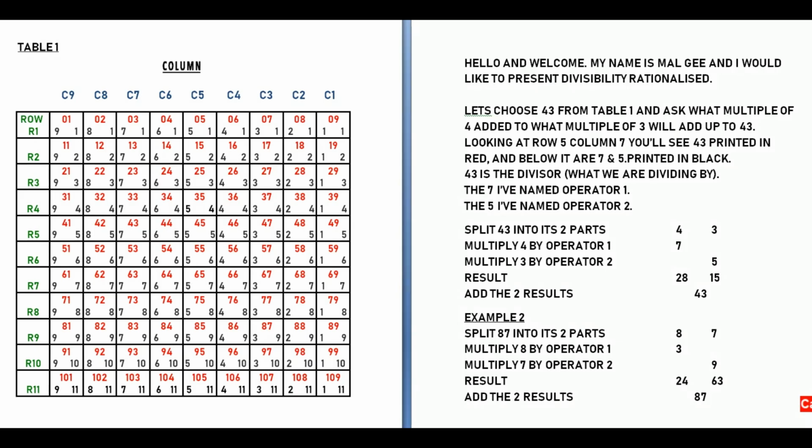Another example, split 87 into its two parts, 8 and 7. Multiply 8 by operator 1, which is 3. Multiply the 7 by operator 2, which is a 9, and add the two results together. 24 plus 63 gives 87.